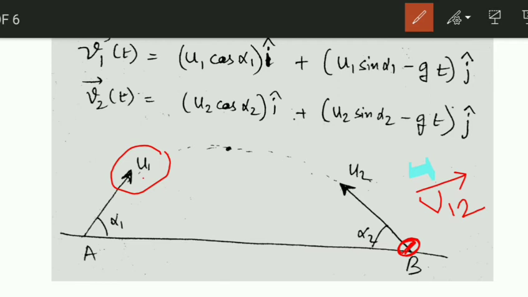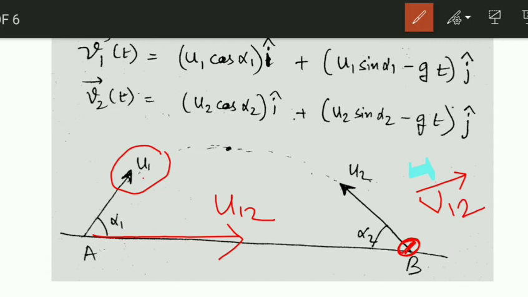Now I am assuming this projectile which is being launched from B is at rest. Now this u12 should approach the point B if at all they have to collide. I am repeating once more. The relative velocity, that means the velocity of 1 with respect to 2, must be in line with AB, the line joining AB, so that the projectiles collide.